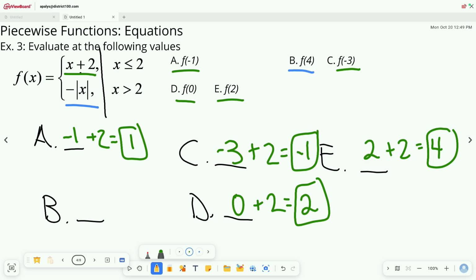Now for B, we've got the negative absolute value of 4. What's the absolute value of 4? Absolute value is the distance a number is from 0. How many spaces is 4 from 0? 4 spaces, and then we're going to make it a negative.